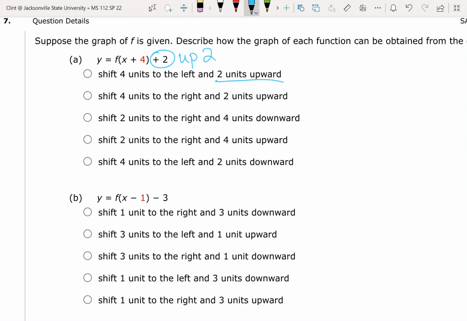So we can narrow it down here. Let's see, one of the first 2. And then this plus 4 on the inside with the x, that's going to be horizontal because it's inside with the x. We just got to remember which direction. Is it right or left 4? That's left 4. Those you kind of have to think about backward. So that's going to be left 4 units. So the one that says 4 units to the left and 2 units upward, that's that one.